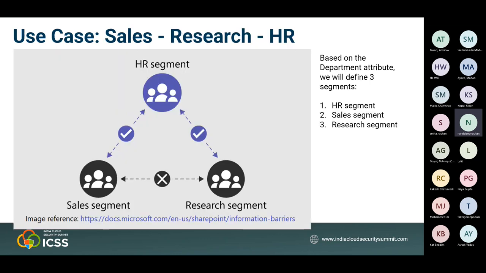So the use case here is, let's say, for example, we have HR, sales, and research as three departments in our organization, and we want to allow the communication between HR and sales, HR and research, but we don't want sales and research people to talk to each other. So how can we do that?